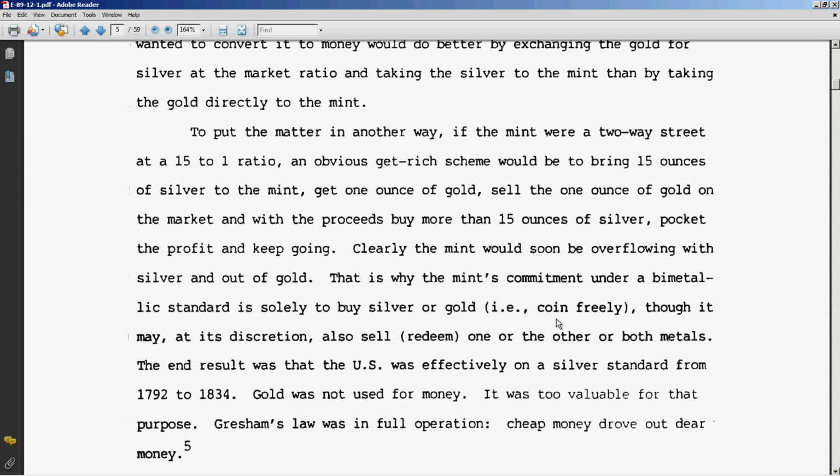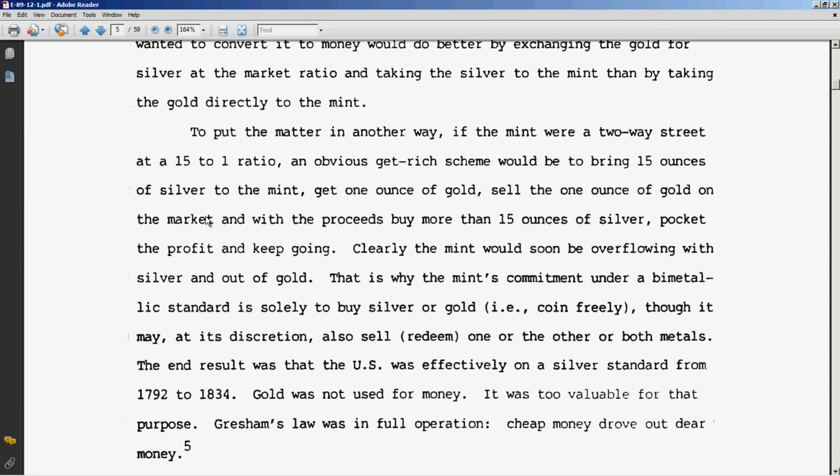To put the matter in another way, if the mint were a two-way street at a 15-to-1 ratio, an obvious get-rich scheme would be to bring 15 ounces of silver to the mint, get 1 ounce of gold, sell the 1 ounce of gold on the market, and with the proceeds buy 15 more ounces of silver, pocket the profit, and keep going. So you can see in this scheme that he's outlining here that you have the fixed rate of 15-to-1, but that doesn't necessarily mean that it's always going to be mined at that rate. There may be discoveries of gold or silver, either way it's going to change, and in that case that creates this terrible incentive where people are going to dump.